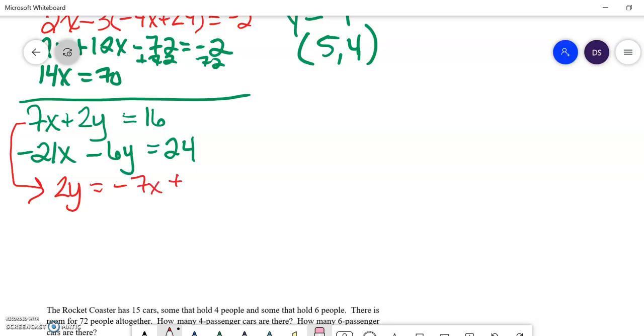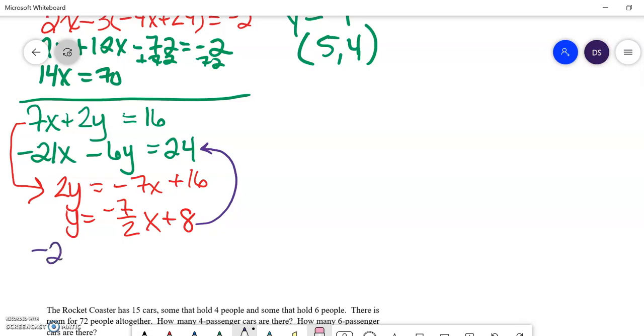I'm going to take the 7x over and divide out the 2. Leave the fraction. Don't be intimidated by it. Chances are it will probably cancel and make a whole number when you substitute it back in. So here's my equation, negative 7 over 2 x plus 8, and that's what we have equal to y. Since we used the first equation to solve for y, we're going to use the second equation for substitution here, and substitute that negative 7 halves x plus 8 into that equation.